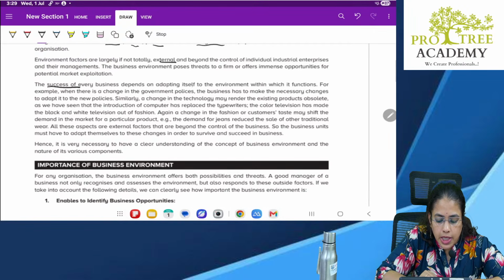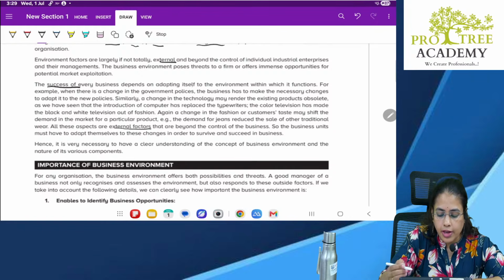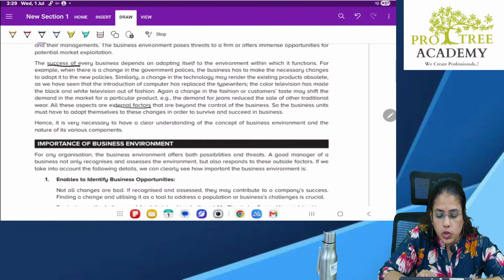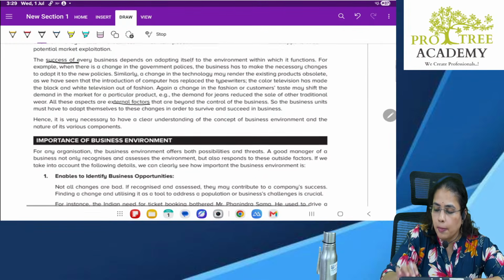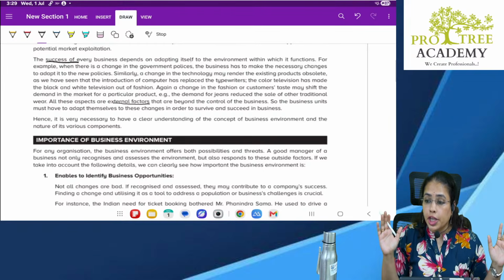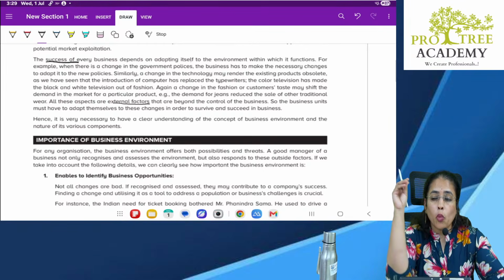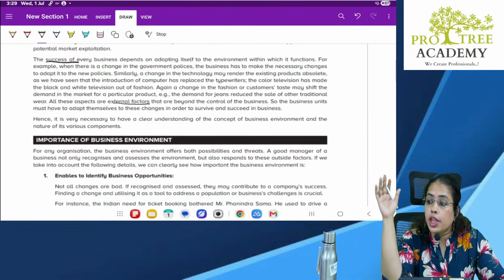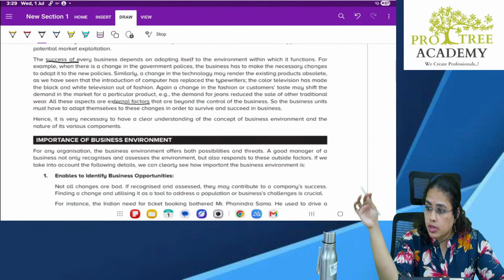All these aspects are external factors. These are external factors that are beyond the control of the business. So the business units have to adapt themselves to these changes in order to survive and succeed in the business. If you are in a business and you are taking care of your environment, watching what is going on and how it is going on, then you can have a successful business.